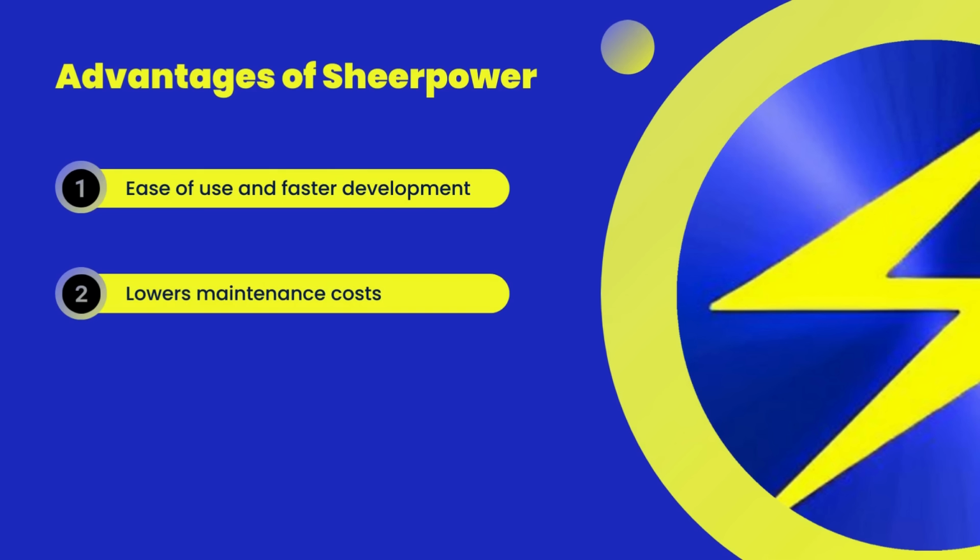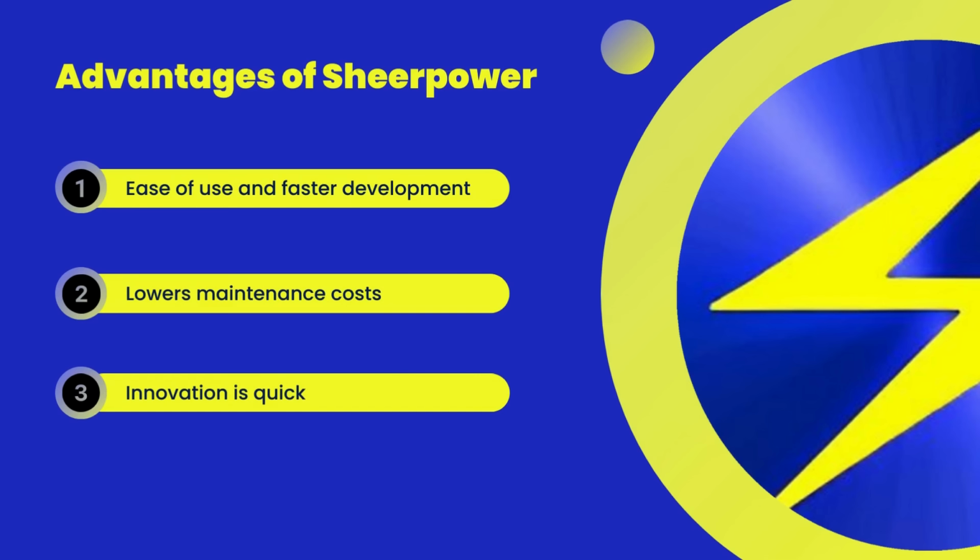By simplifying the code base and providing powerful debugging tools, it ensures that applications are easier to maintain and update. This consistency and reliability translate to significant savings in time and resources over the life cycle of a project. Innovation is at the heart of Sheerpower. Its agility in development and versatility across different application domains empower developers to quickly respond to new challenges and opportunities. The ease of continuous improvement ensures that your applications can evolve alongside your business needs, driving sustained innovation.